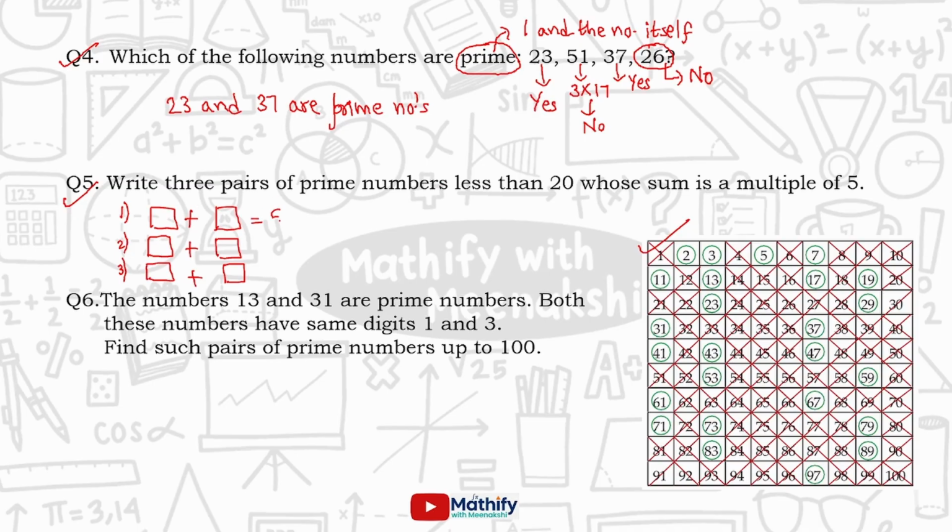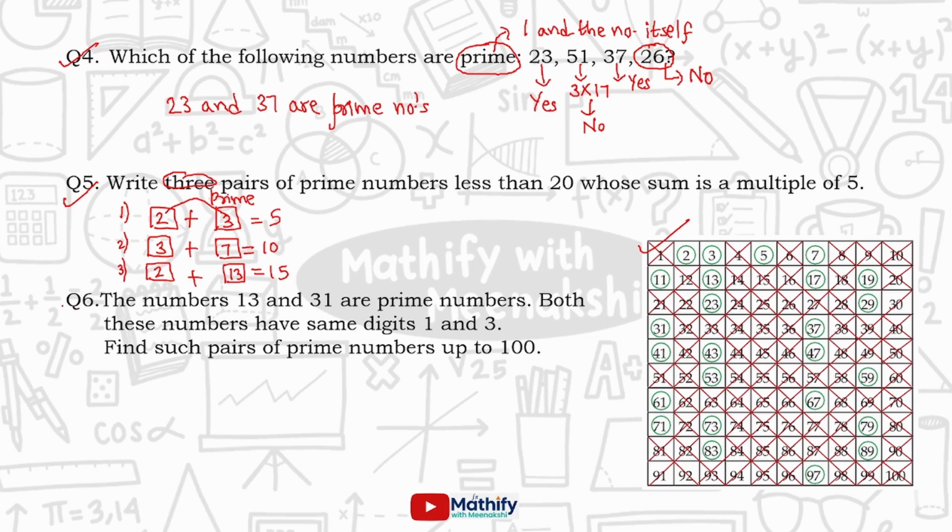So the sum can be 5, 10, 15, 25, anything. I'm taking 5, 10, and 15. The condition is that these two should be prime numbers. Let's see how I can write 5: 2 plus 3. How I can write 10: 3 plus 7. How I can write 15: 2 plus 13. You can even write 20 like 7 plus 13, but they said that you have to write only 3 pairs, so I have written these 3 pairs.